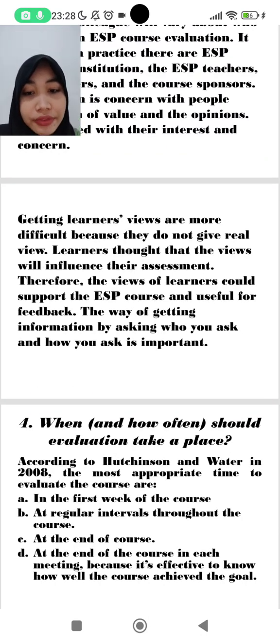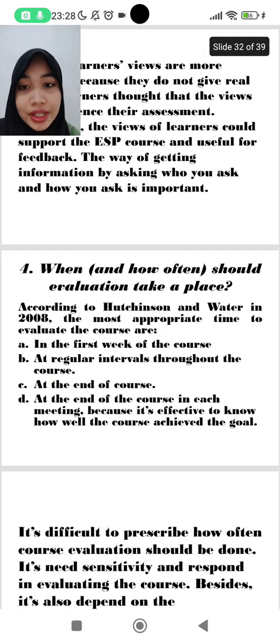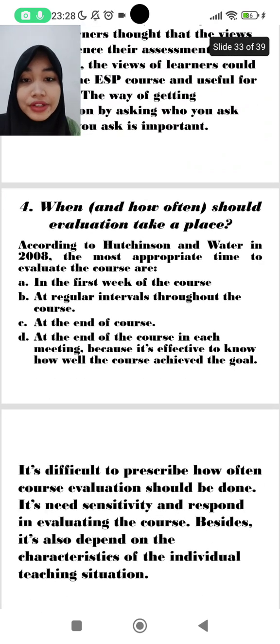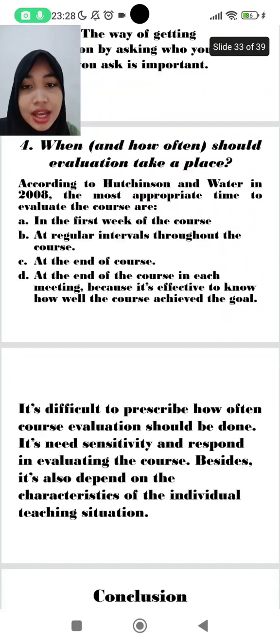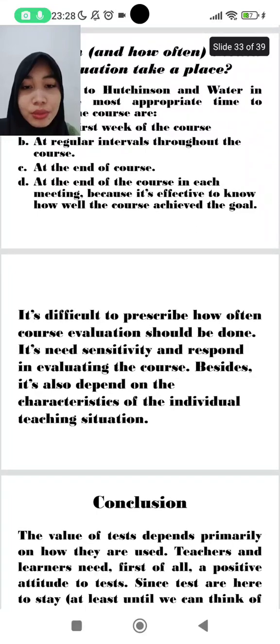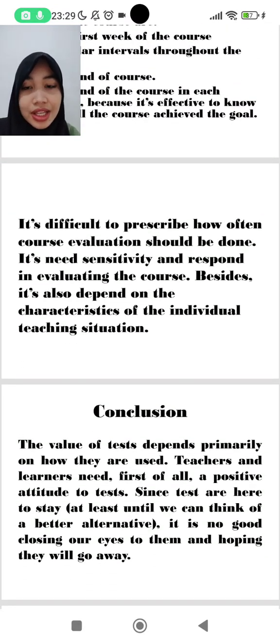Fourth, when and how often should evaluation take place? According to Hutchinson and Waters in 1987, the most appropriate times to evaluate a course are in the first week of the course, at regular intervals throughout the course, at the end of the course, and at the end of each meeting, because it's effective to know how well the course achieved the goals. It's difficult to prescribe how often course evaluation should be done. It needs sensitivity and response in evaluating the course. Besides, it also depends on the characteristics of the individual teaching situation.